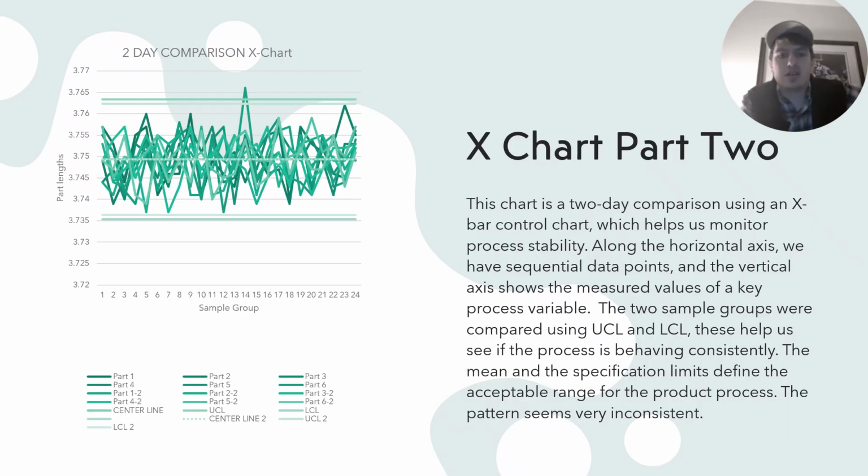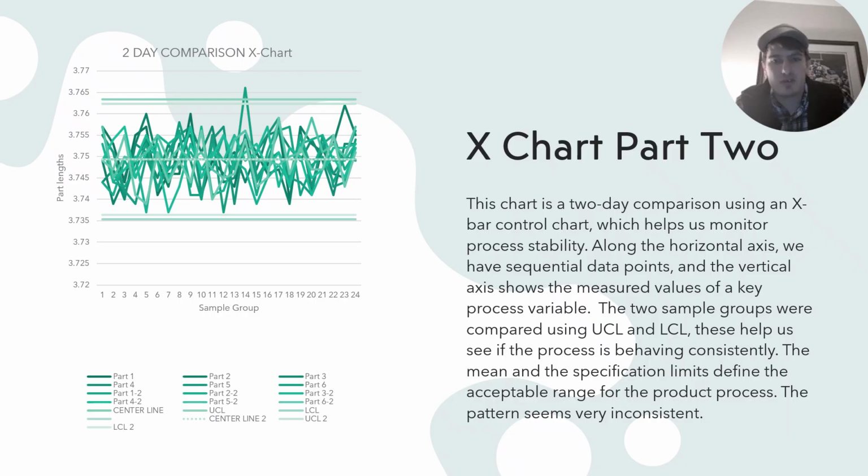So this chart is a 2-day comparison, using an X-bar control chart, and it helps us monitor our process stability across the chart figure. Along the axis on the left-hand side, we have our part lengths from 3.72 all the way up to 3.77. We have sequential data points, and the vertical axis shows us the measured values of a key process variable.